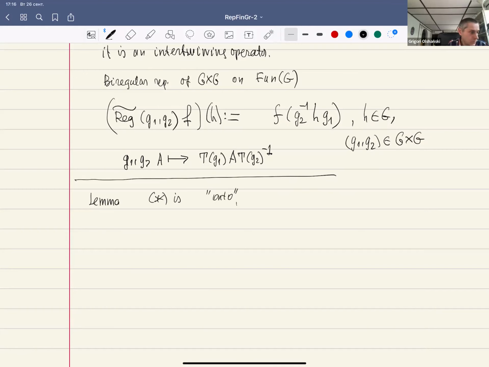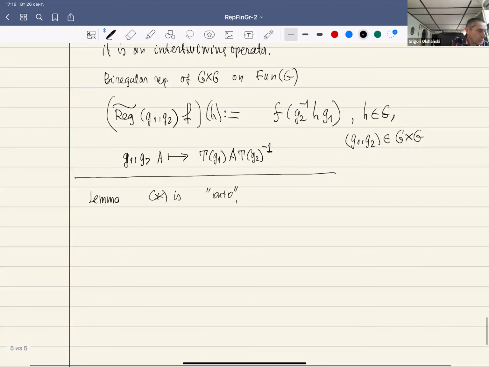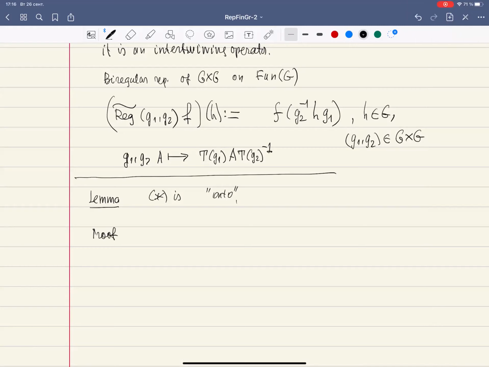Why? So it requires a proof. So let me give a proof. It's not absolutely trivial, it's easy. Is this meant to be selective? Selective, surjective. Surjective. Okay.